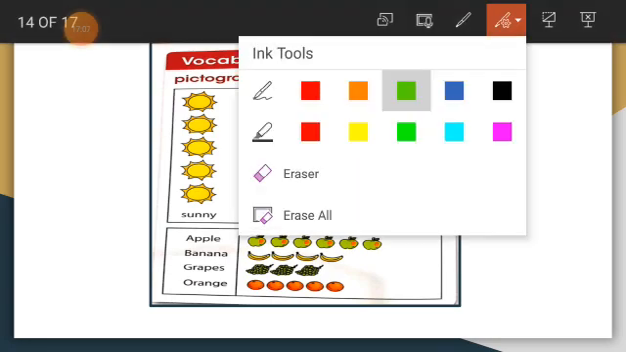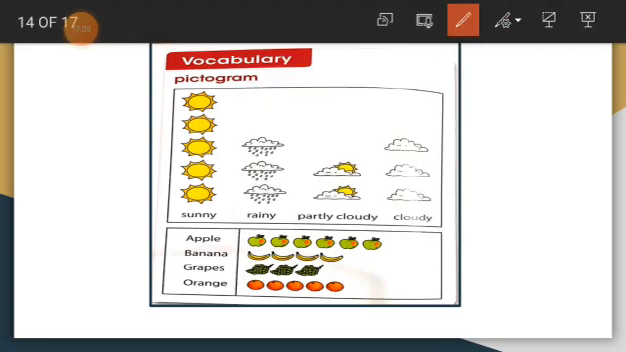Okay. Now let me take my pen. How many days do we have sunny days? See? Count the suns. 1, 2, 3, 4, 5. 5 days are the sunny days.